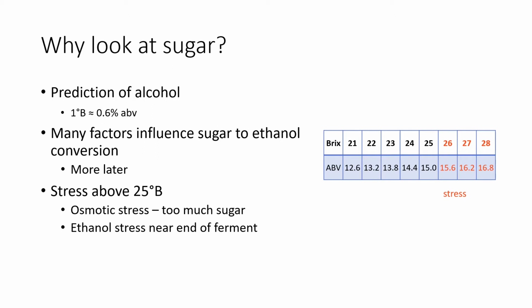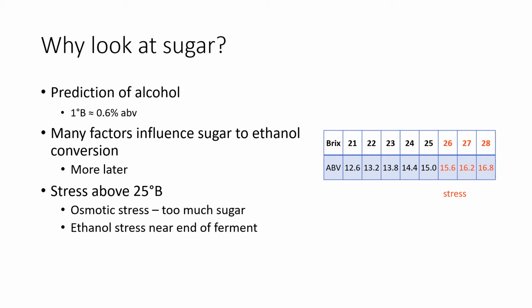But there are many factors that influence sugar to ethanol conversion, and we'll talk about that later, but it's mainly related to yeast stress. And yeast do get pretty stressed. So if we're above 25 degrees Brix, this can be a difficult situation for yeast, and we have to figure out how to support them more. What they're experiencing is osmotic stress. Basically, there's too much sugar surrounding their bodies and not enough water, and what ends up happening is water wants to go out of the yeast cell and into the juice. And this sucks the water right out of the yeast bodies and causes them to be very stressed out.